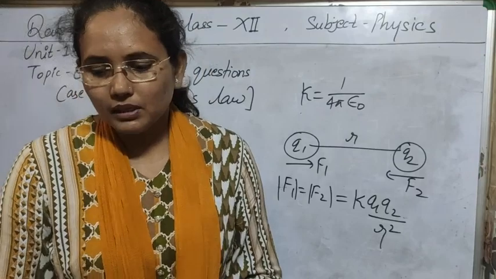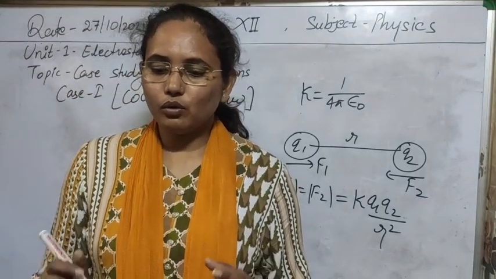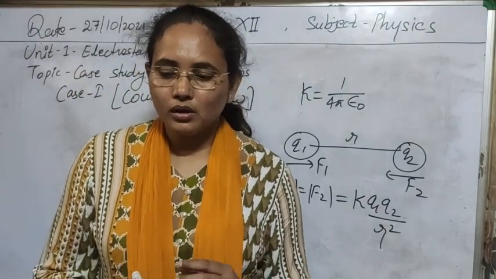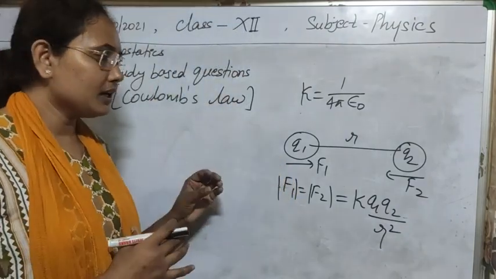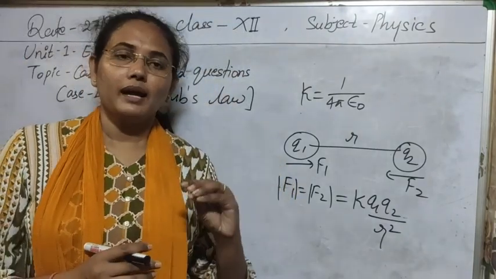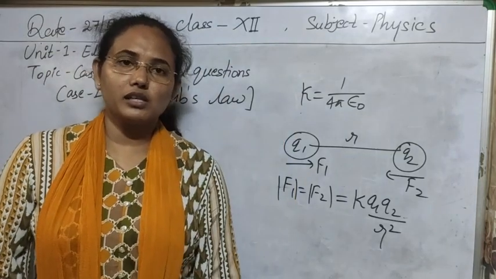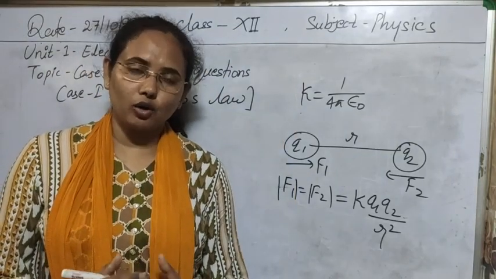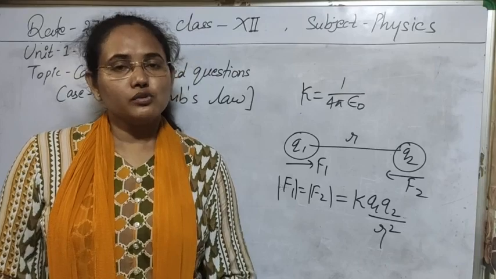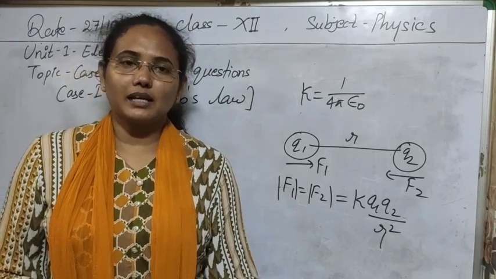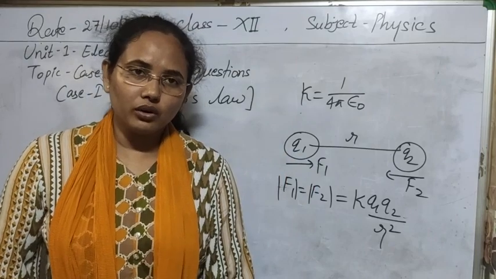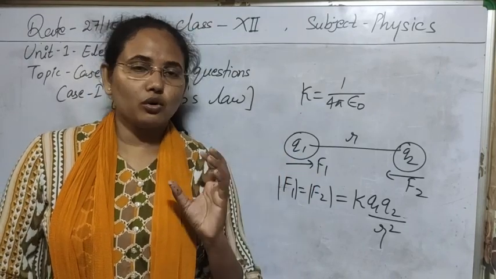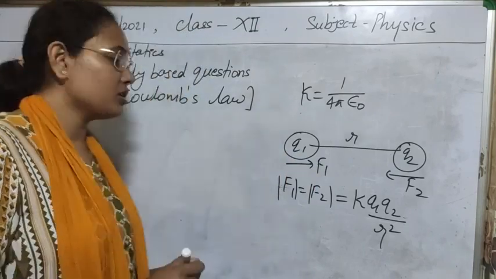The first statement says Coulomb's law binds electrons to the nucleus. As you know, the nucleus is a positively charged core. Electrons are revolving around the nucleus according to the Bohr atomic model. The electron is a negatively charged particle, and the core consists of protons and neutrons. Obviously the neutron is a neutral particle, and the proton is a positively charged particle.